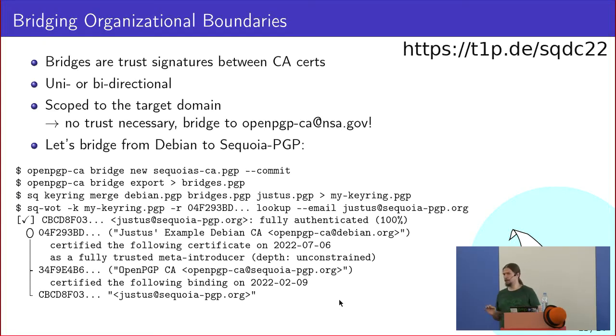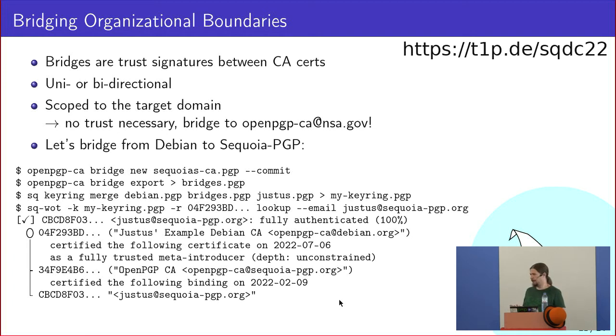And now comes the cool part. We can improve upon that, because we can bridge to other organizations' CAs. So imagine every free software project, every distribution, every downstream and upstream user running a CA for their organization. And then you create trust signatures between the CAs. And they can be one way or both ways, doesn't matter.